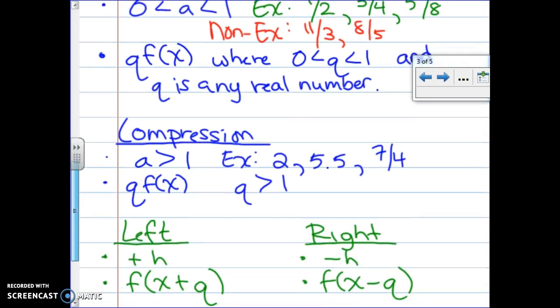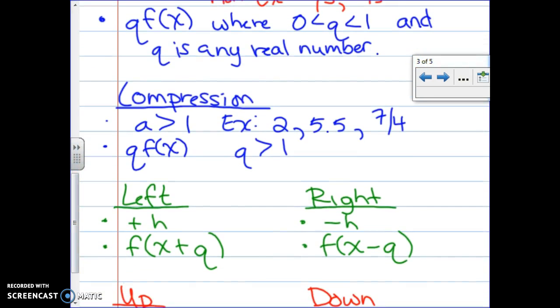Next, we have a compression. A compression is when your a value is greater than 1. So an example of an a value that would make your graph compress would be 2, 5.5, 7/4. All of those numbers are greater than 1. And the function notation for that is the same. You would write any number. I'm representing that by q. So I have q times f of x, and then I make a restriction that q has to be greater than 1.